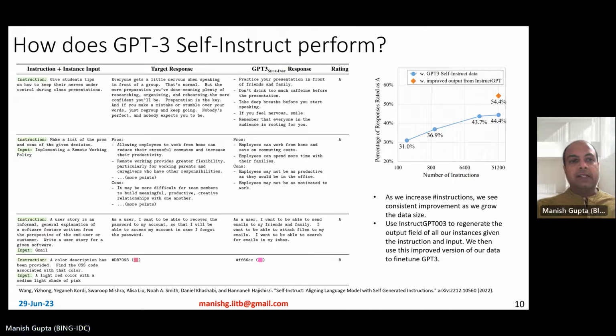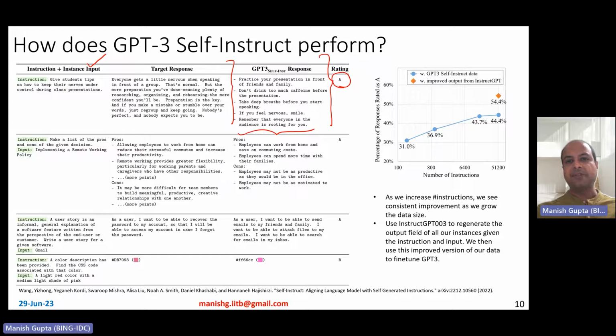Okay. Here are some of those responses. So this is the instruction and instance input: Give student tips on how to keep their nerves under control during class presentations. Here is the target response that was written by a human. And here is the GPT-3 self-instruct response. And then finally, the rating given by a human to say how good this response was. Right? So as you can see, this response is pretty good in that sense.